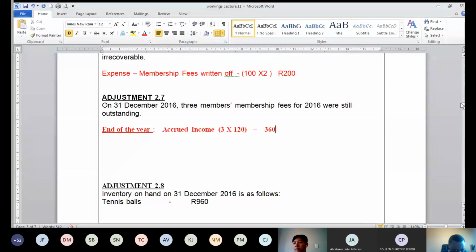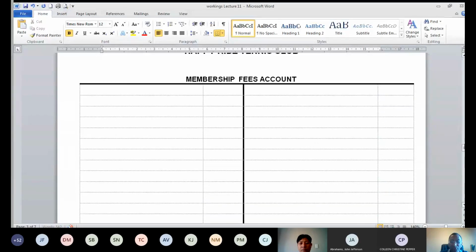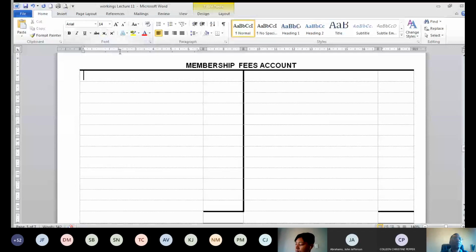So guys, as far as 2.2 is concerned, from 2.2 till 2.7, that information all dealt with the membership fees. Right. I have indicated to you now the calculations and the amounts applicable. I am now going to do the first part of the question where they ask you now to do the membership fee account. So guys, follow the steps that I've got here for you under the membership fees, how to do the membership fee account.